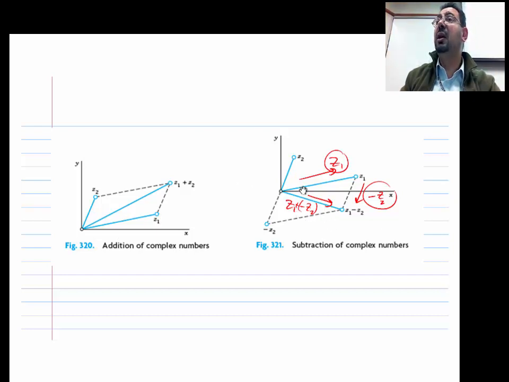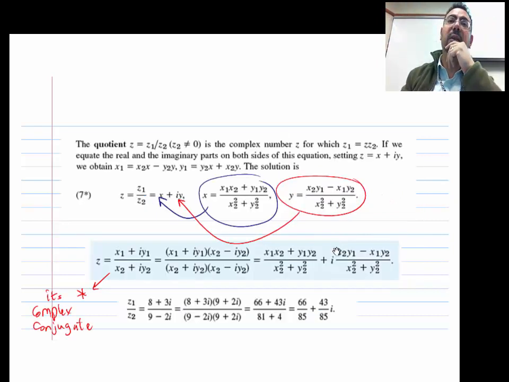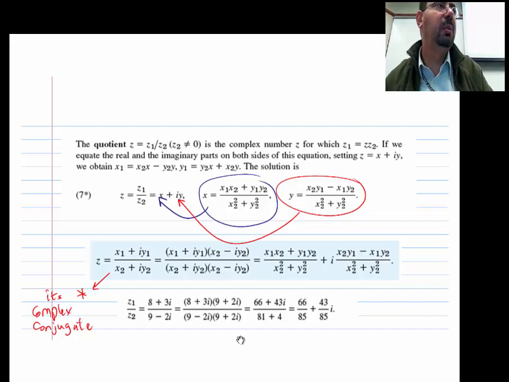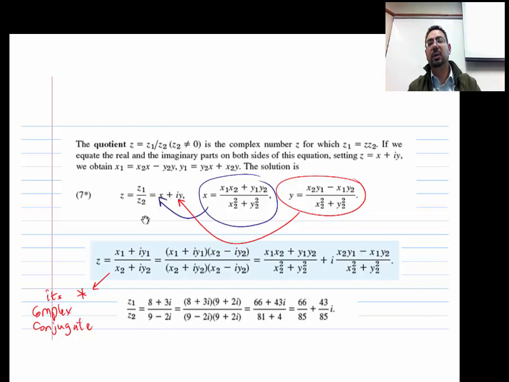And for subtraction, when you say z1 minus z2, it would be as if you are saying z1 plus minus z2. So if this is z2, then this is minus z2. And if I'm saying z1 plus this one, that would be z1 minus z2, or z1 plus minus z2. Questions? Very good. Now the division is a little bit complicated, right? So how are you going to divide two complex numbers?